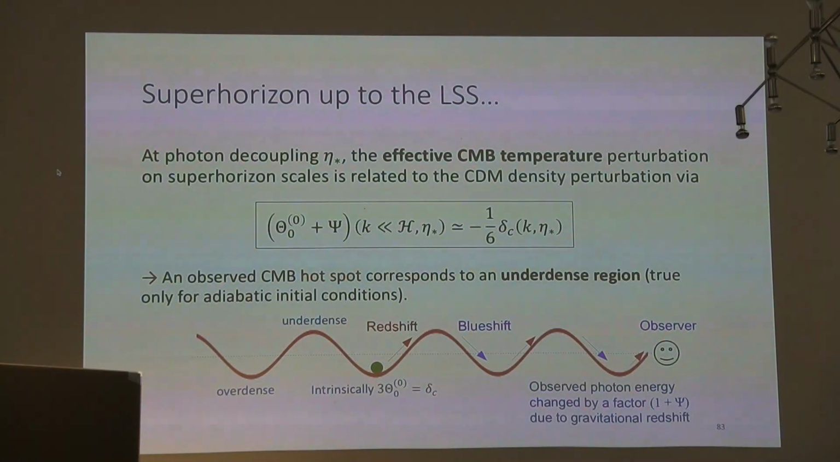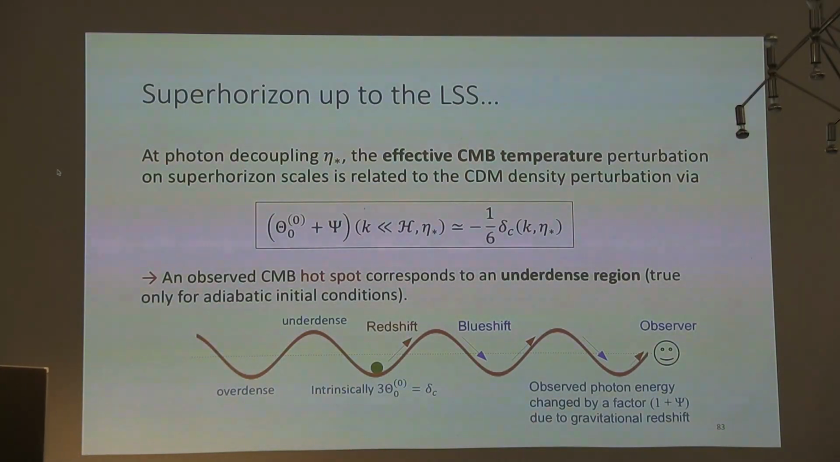Well, first of all, why we calculate the effective monopole as opposed to just using theta naught is as follows. When you think about an observer who's sitting out here and you're trying to look at the CMB, you don't just see the CMB photon. Because in order for you to see the CMB photon, the first thing that needs to happen is for this CMB photon to climb out of whatever overdense region it might be in. It has to suffer gravitational redshift on its way to you.